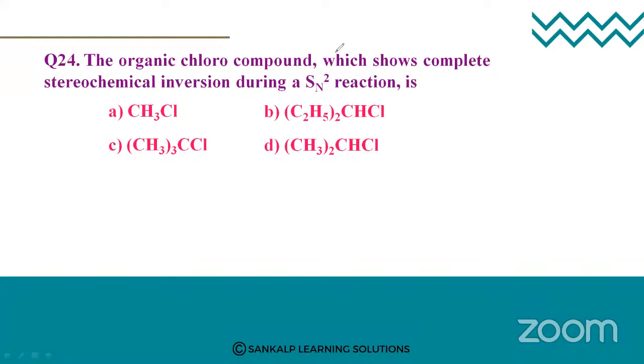Whenever you have an SN2 mechanism, you know that primary will be more reactive than secondary and then the tertiary alkyl halide. So here you have to see which is primary, which is secondary and which is tertiary. Option A is a primary alkyl halide, so it will undergo the reaction easily with complete inversion. It is the first one, so option A is the right answer. We'll go for the next question.